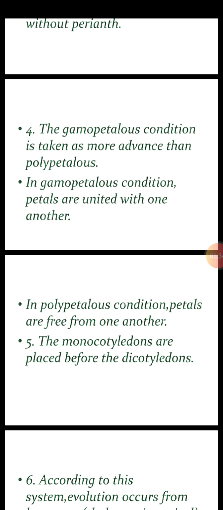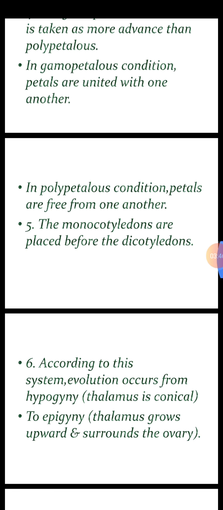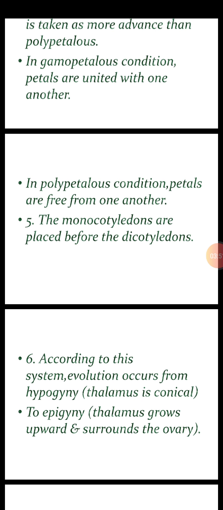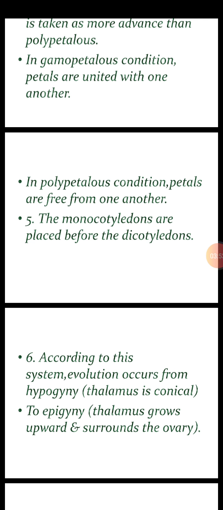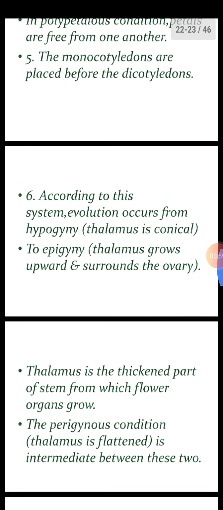These are 2 conditions. You will learn them one by one. In the gamopetalous condition, petals are united or fused with one another, whereas in the polypetalous condition, petals are free from one another. In gamopetalous, petals are united or fused, and in polypetalous, they are free from each other. The monocotyledons are placed before the dicotyledons.